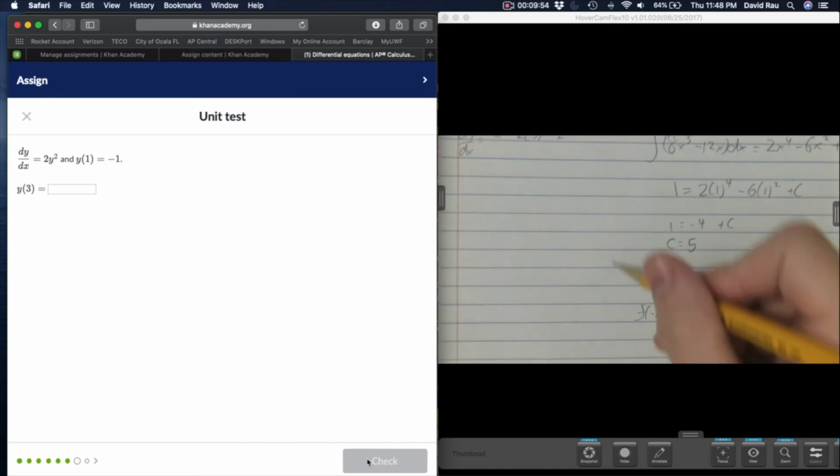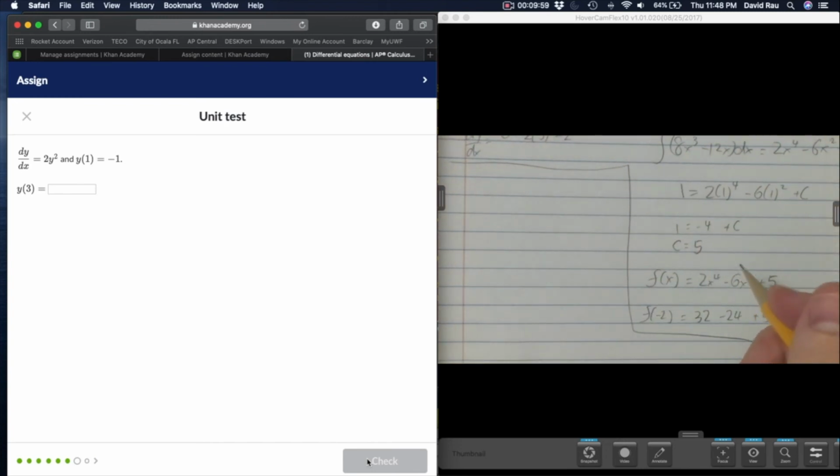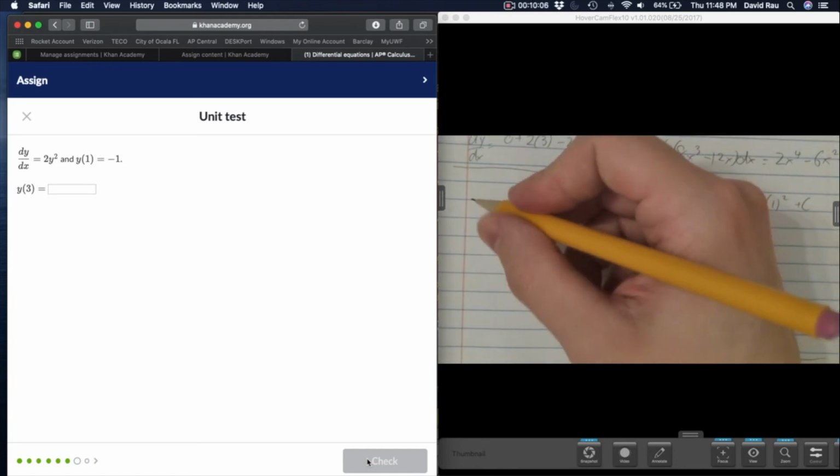Make a box here. All right, up next. So we have dy dx, and it's actually the same prompt. We just have to go through different steps here. Oops, my chair made some noise.